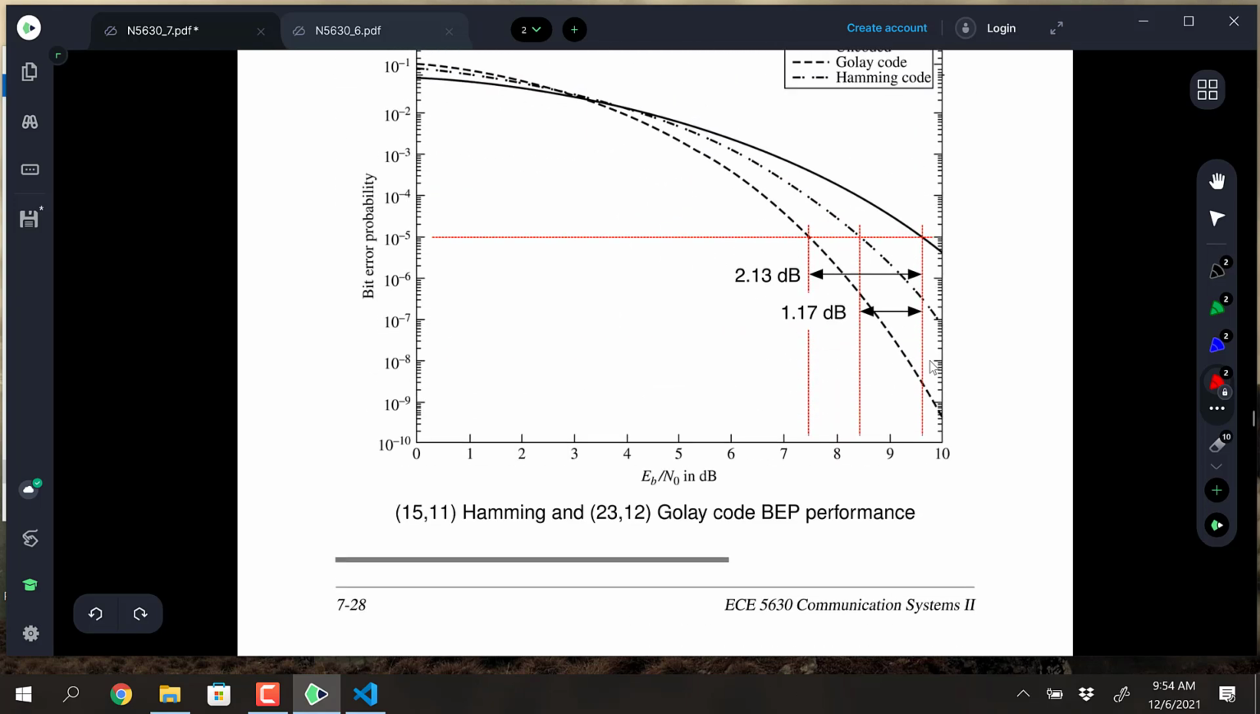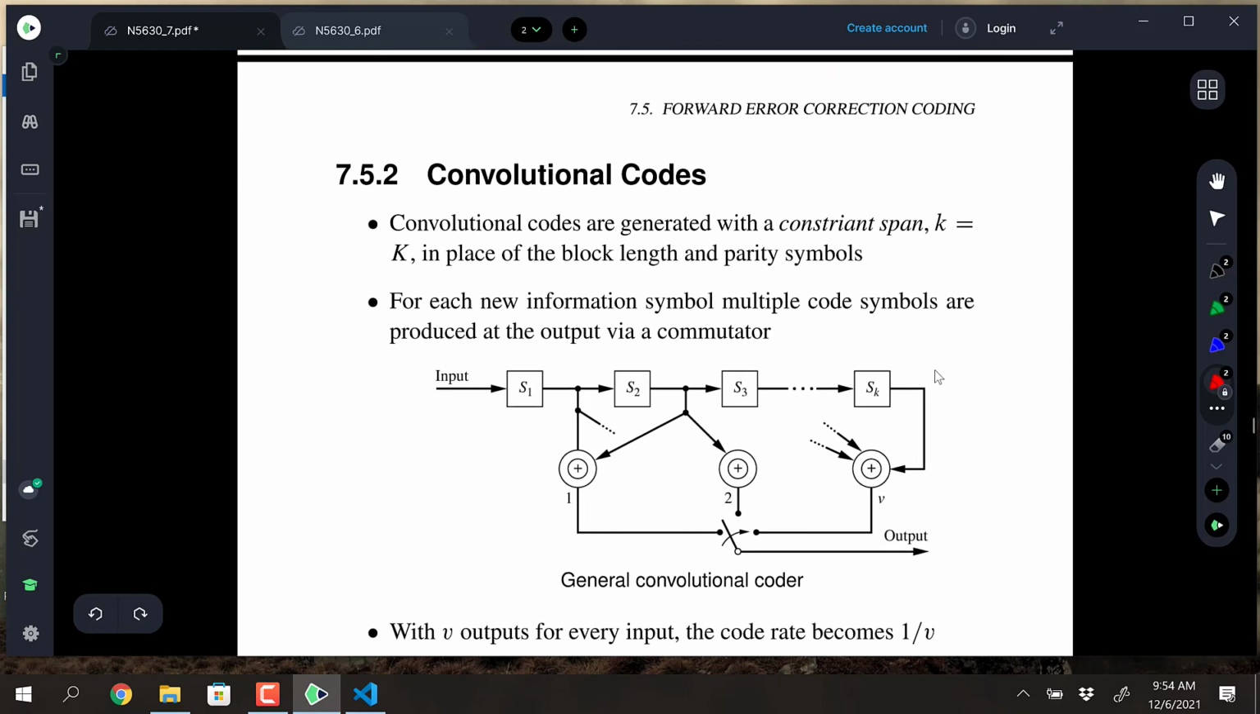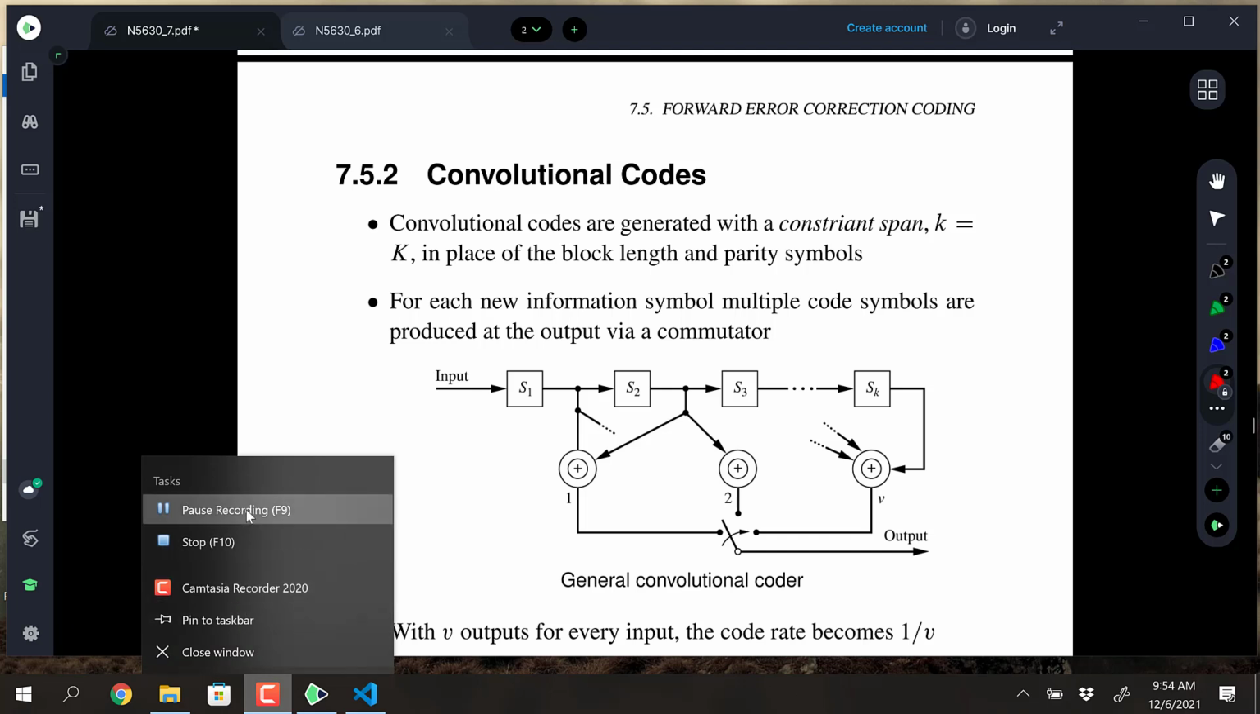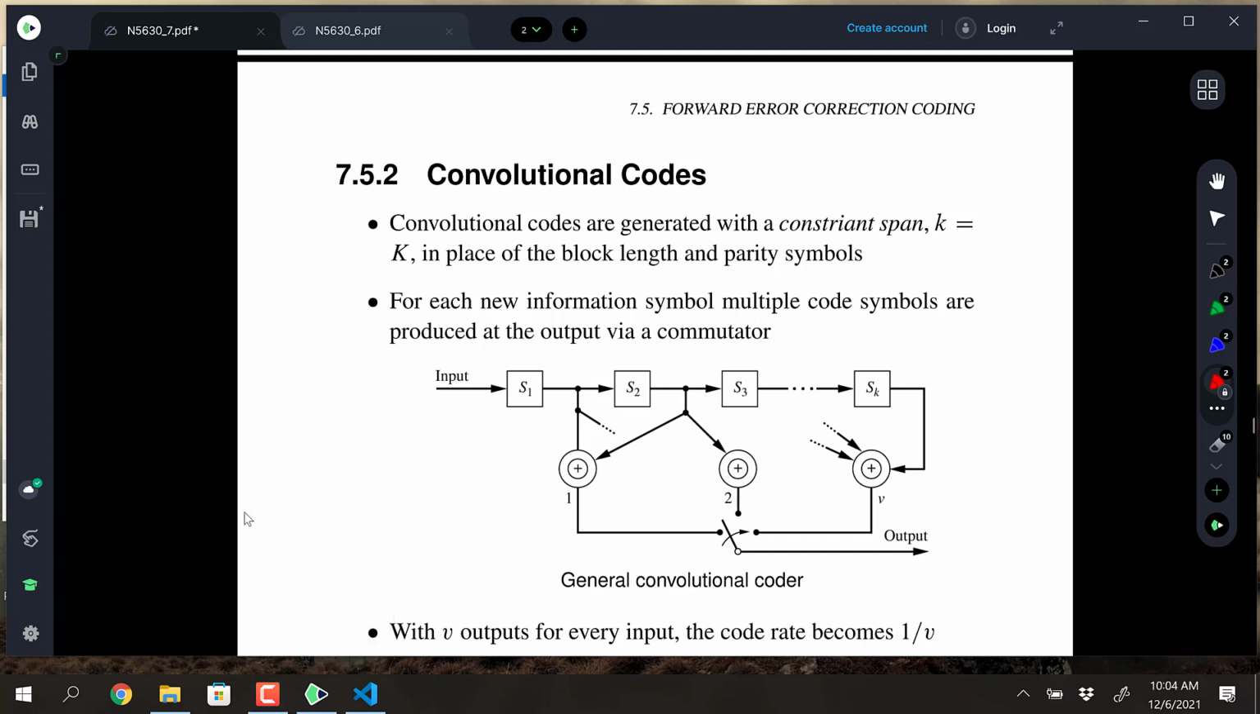And these are just examples from the book, which I don't really need to show. We're going to take a break and try to get through convolutional codes and then talk more about the exam problems. So I'm going to stop this. Get my microphone back on.